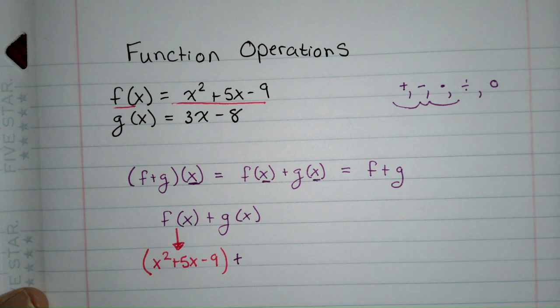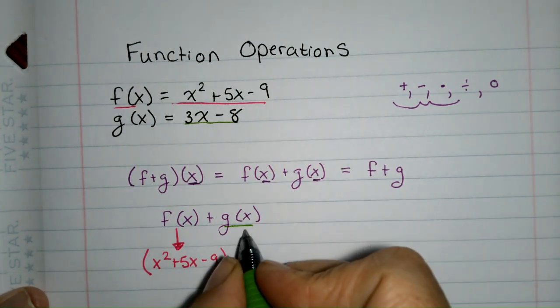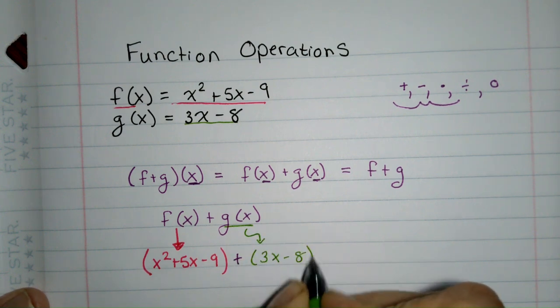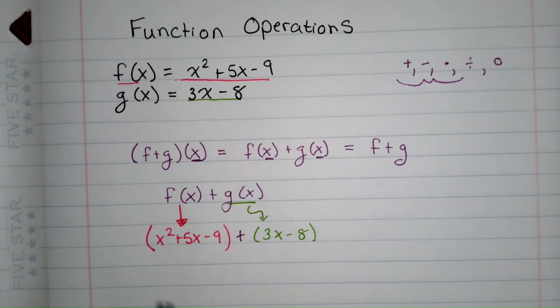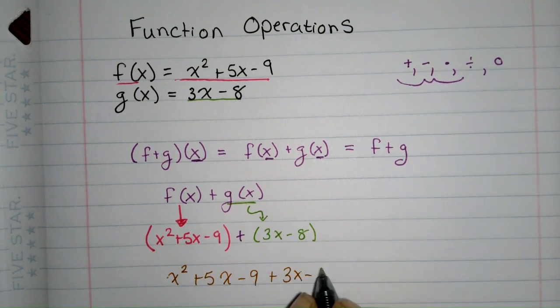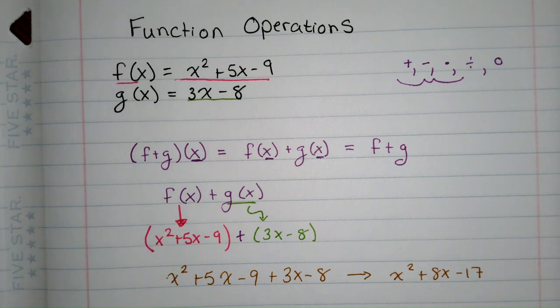And then we're going to substitute for g of x. g of x is 3x minus 8. And again, I like to substitute in parentheses. In this case, our parentheses are not really doing anything except holding those binomials together or that trinomial together. So technically, we can distribute the plus sign or just drop them. You've seen this kind of problem before. You called it adding like terms. So when we add like terms, we get x squared plus 8x minus 17. That's it, we're done.